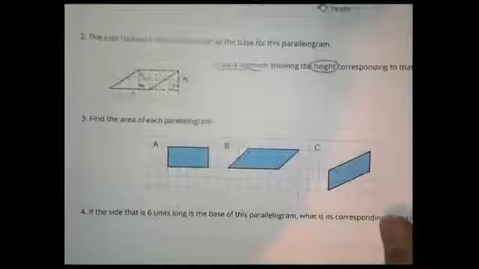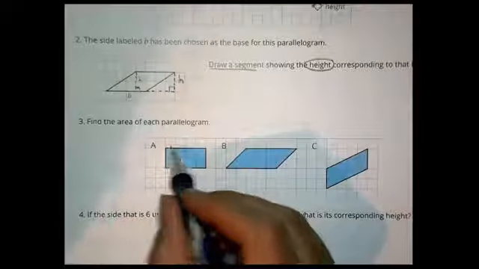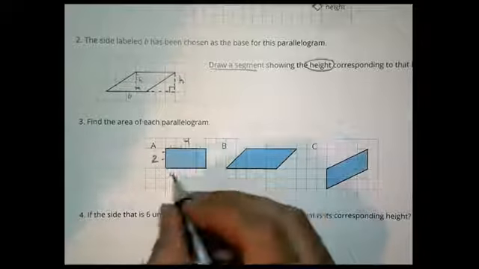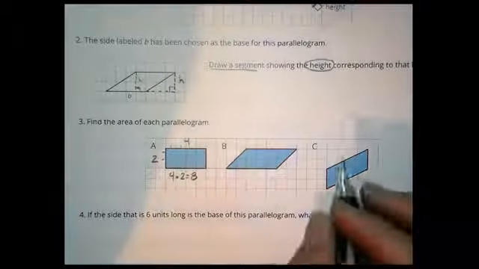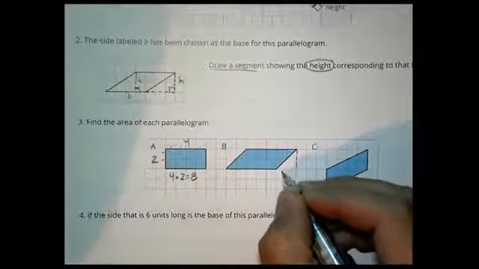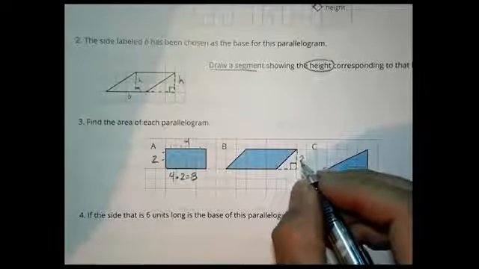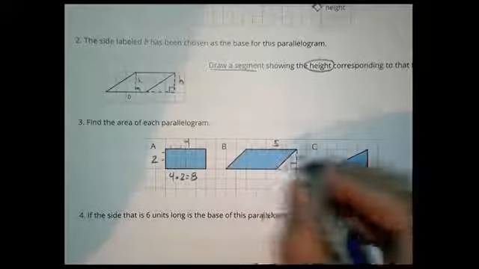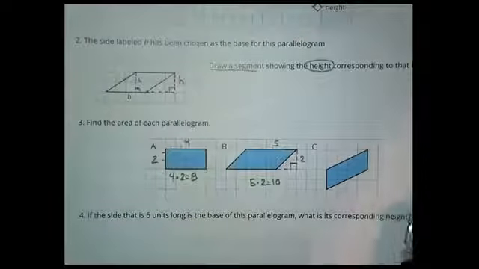Number 3, find the area of each parallelogram. Okay, the first one's pretty straightforward. We have a length of 1, 2, 3, 4, and a height of 1, 2. 4 times 2 equals 8 units squared. Over here, well, I can draw a height. I can put it on the outside and draw a base. So I have a height of 2 and a base of 1, 2, 3, 4, 5. So 5 times 2 has an area of 10 square units.